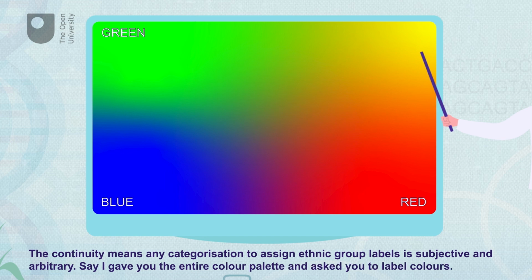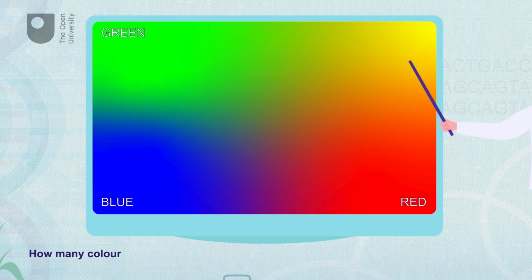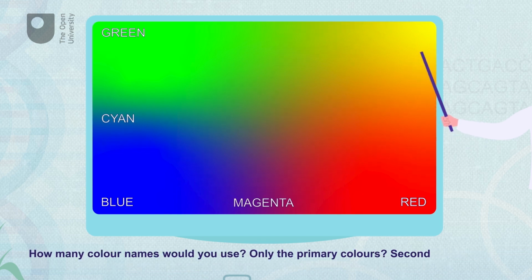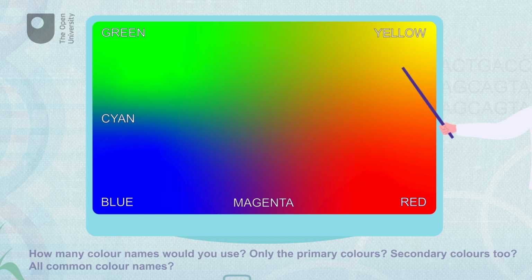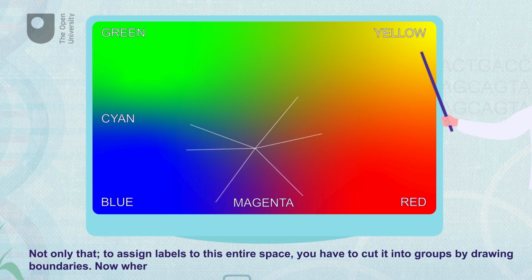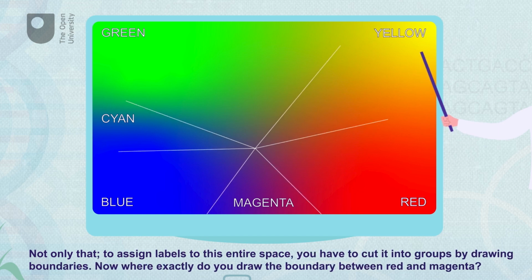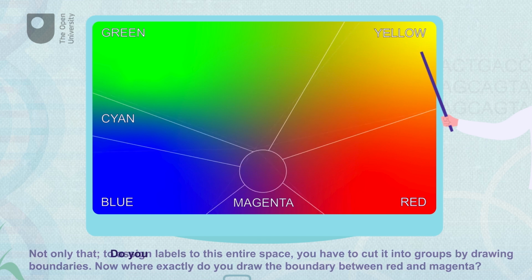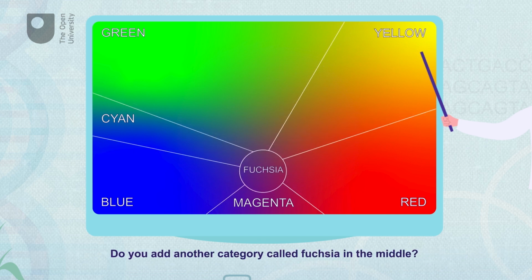Say I gave you the entire colour palette and asked you to label colours. How many colour names would you use? Only the primary colours? Secondary colours too? All common colour names? Not only that, to assign labels to this entire space, you have to cut it into groups by drawing boundaries. Now, where exactly do you draw the boundary between red and magenta? Do you add another category called fuchsia in the middle?